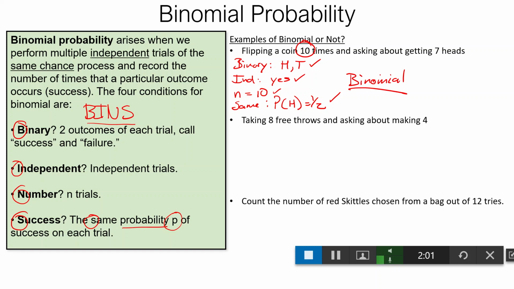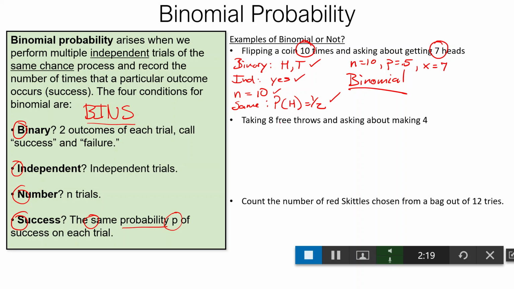We'll go over how to find the probability later. Now we just want to know, is it binomial or is it not binomial? All right, N would be 10, P would be 0.5, and we're asking about 7 heads, so that our X later on, the number of successes we want, would be 7.